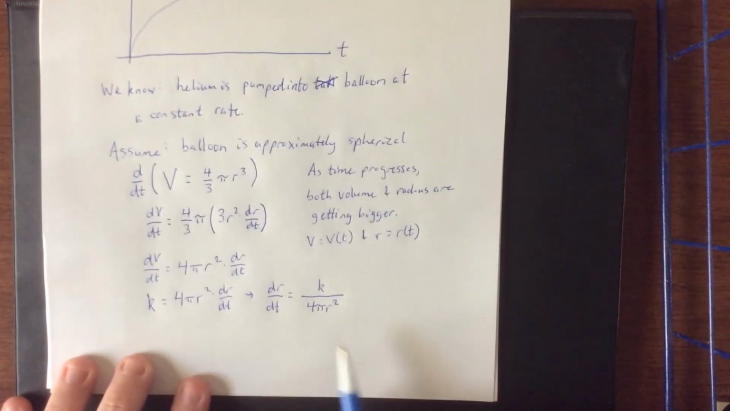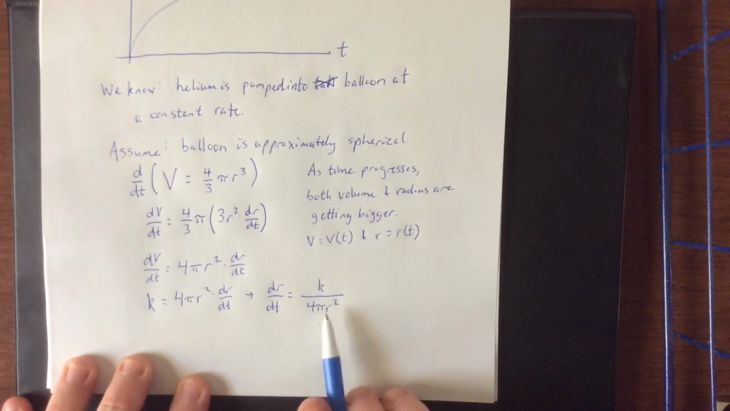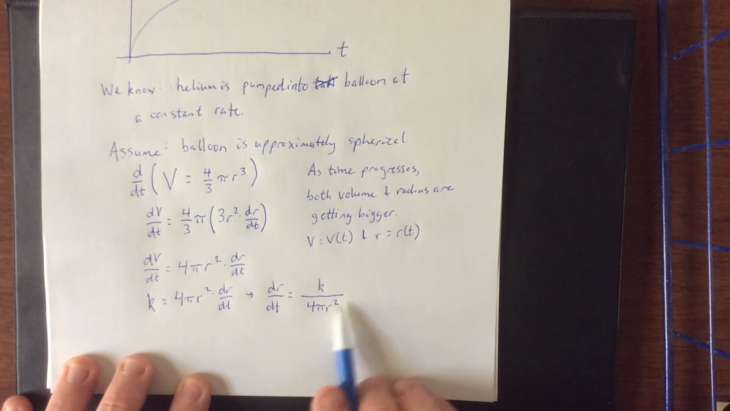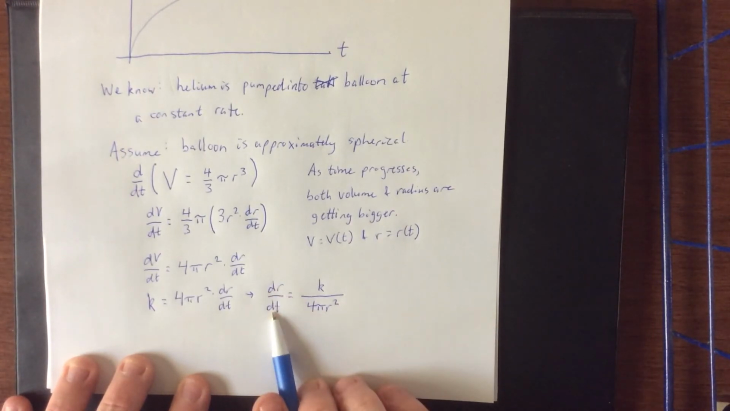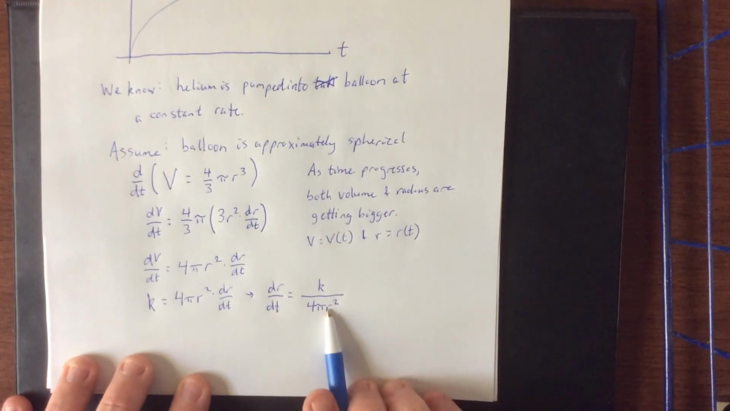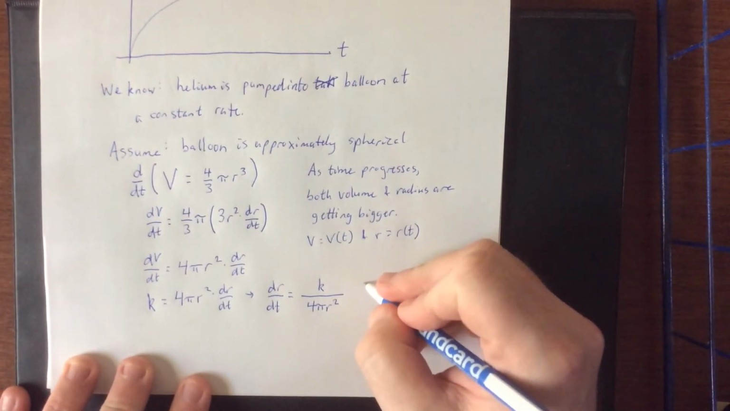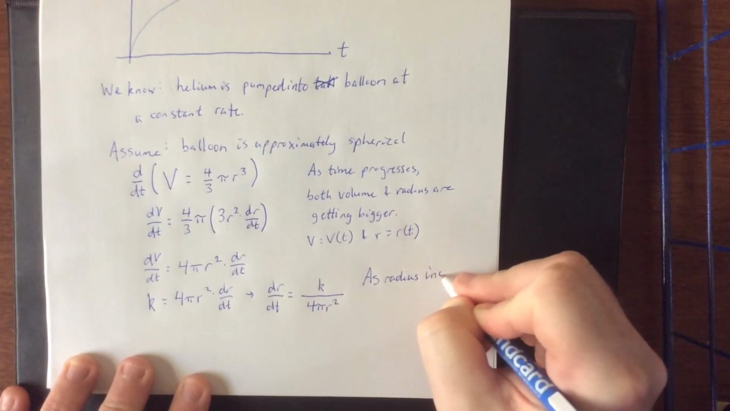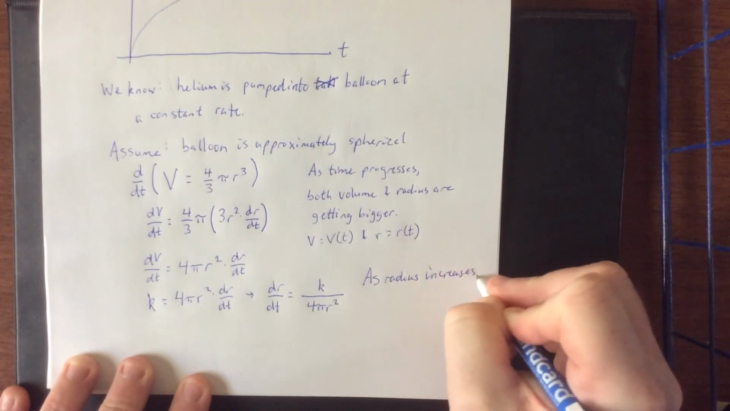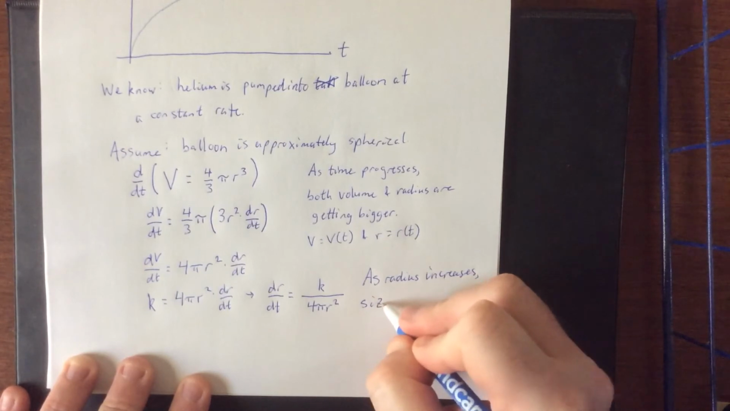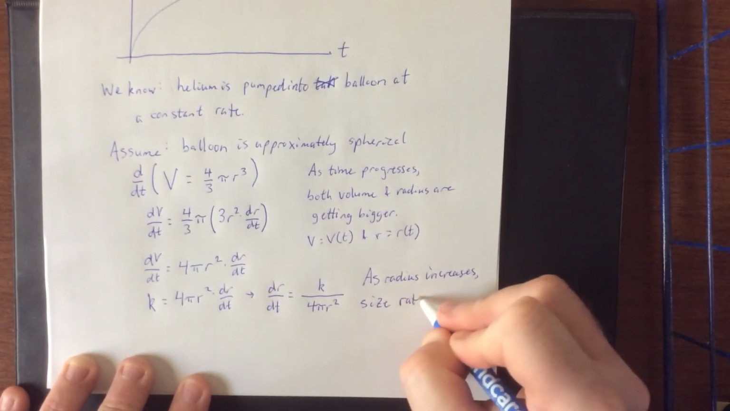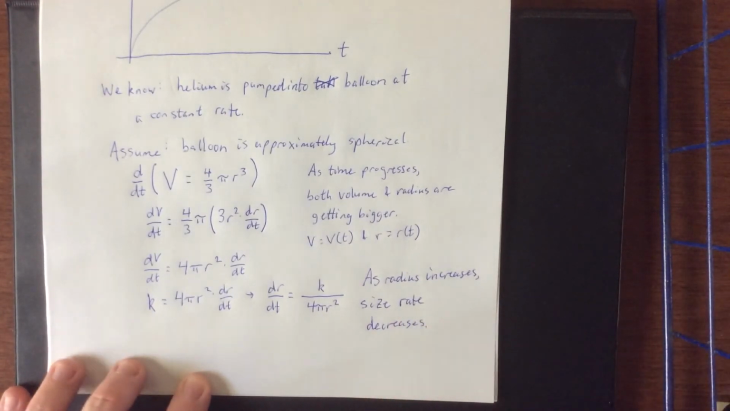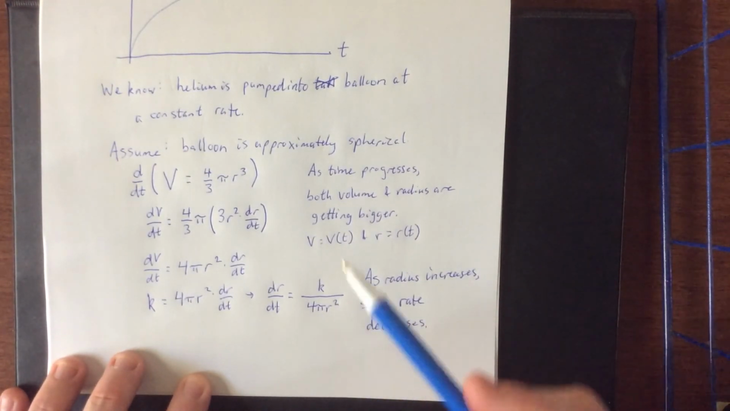Now, the interpretation that we can give to this statement is that as the radius is getting larger, this fraction is getting smaller, meaning that the rate at which we perceive the size getting bigger is going to be smaller if the radius is bigger. So as the radius increases, the size rate decreases. So it still looks like it's getting bigger, it just looks like it's getting bigger at a slower rate of change.